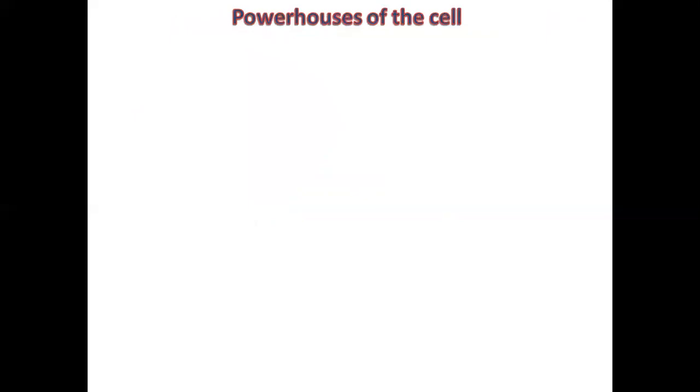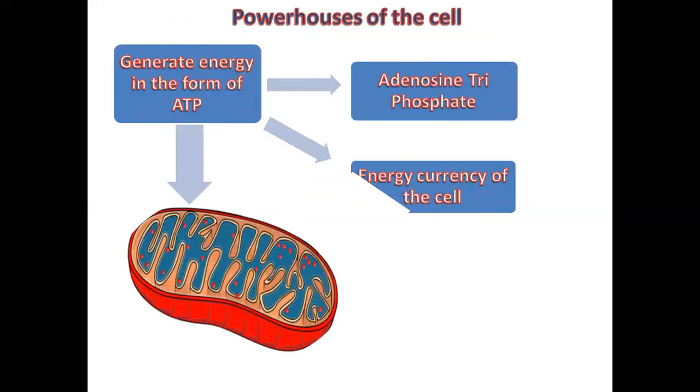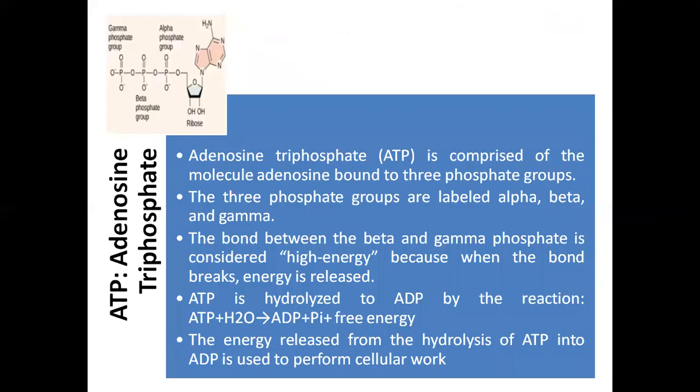For this reason, mitochondria are also known as the powerhouses of the cell, because mitochondria generate energy in the form of ATP, or adenosine triphosphate. Adenosine triphosphate is also known as the energy currency of the cell. This is the basic structure of adenosine triphosphate, or ATP.